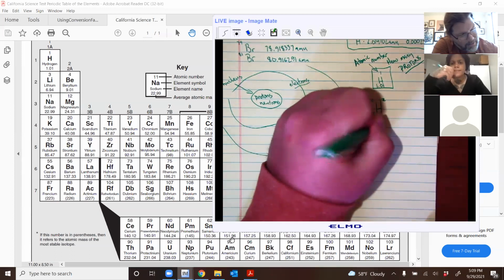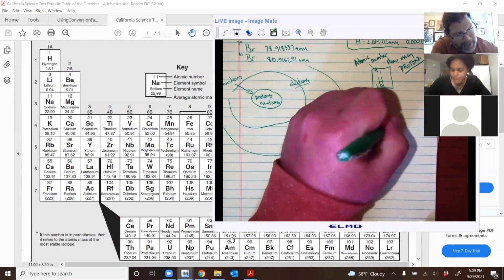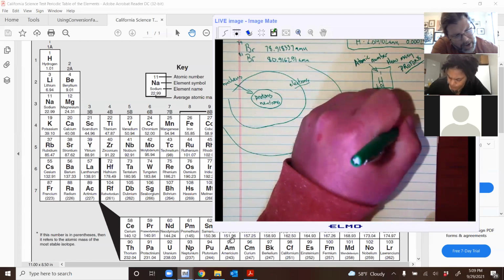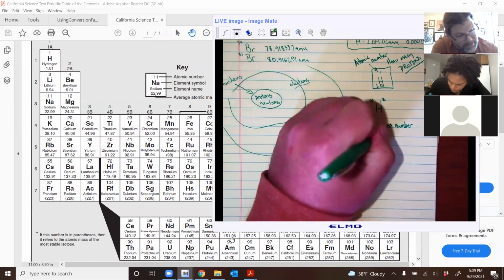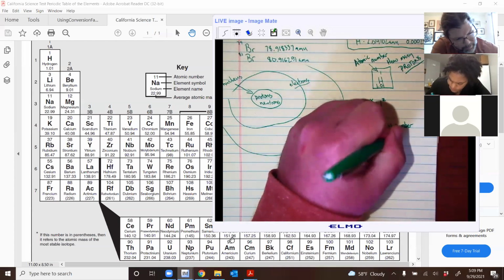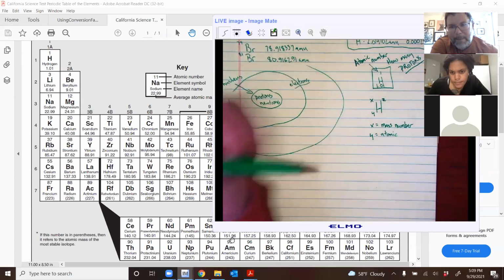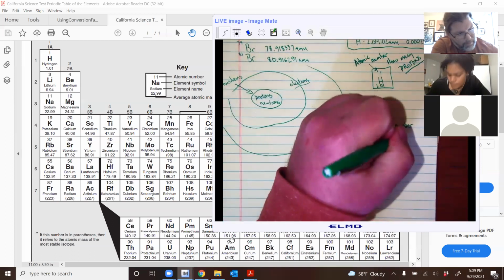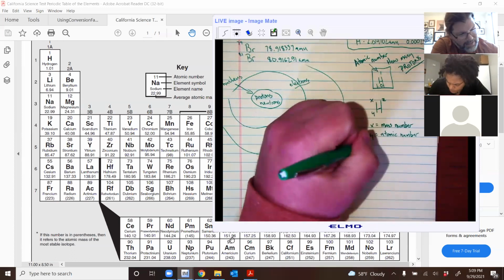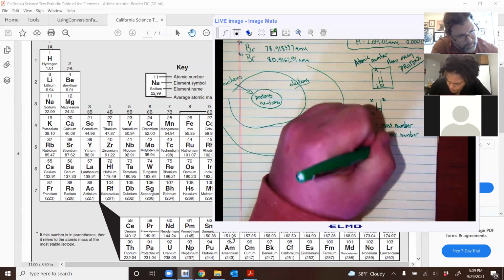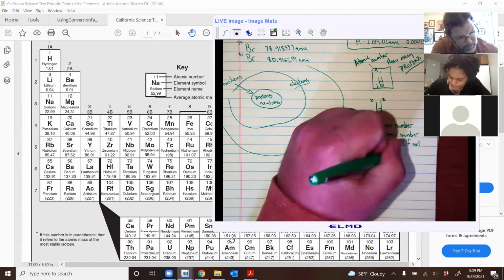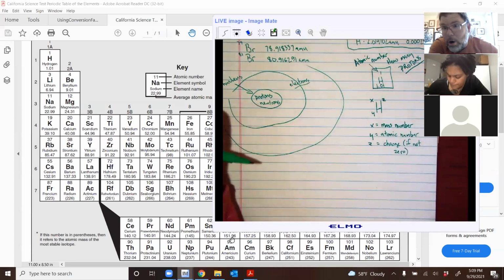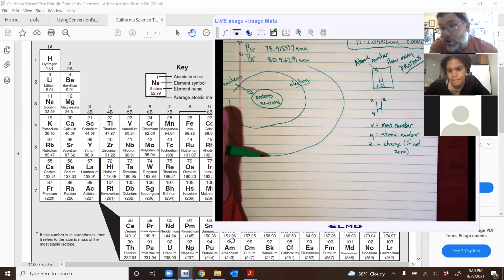So X is what we refer to as the mass number for that particular hydrogen atom. Y is the atomic number, that same number that we see up there at the top of the element symbol. And then Z is the charge on that particular atom, if the charge isn't zero. If it's zero, we don't see anything there at all.